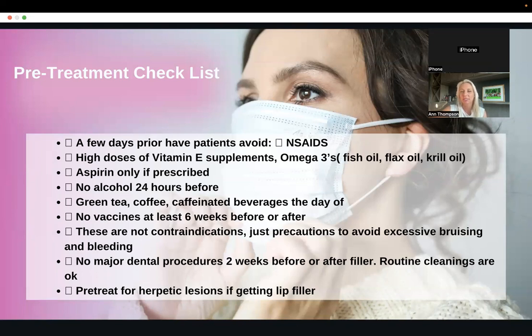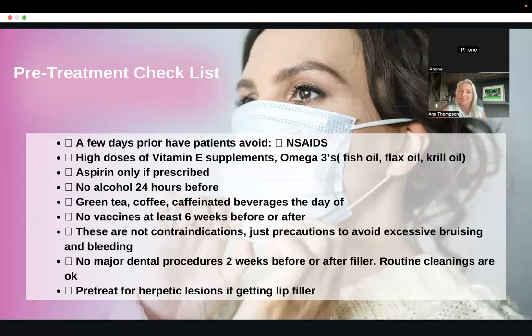This is going to be your pre-treatment checklist. You want to make sure that they stop all NSAIDs a couple of days before. If they do take ibuprofen for pain or they do take some aspirin, they just need to know that they're probably going to bruise. It's not a contraindication. They're just going to bruise. No alcohol for 24 hours before. Again, just let them know they're probably going to bruise if they do drink. Same thing with green tea and coffee.